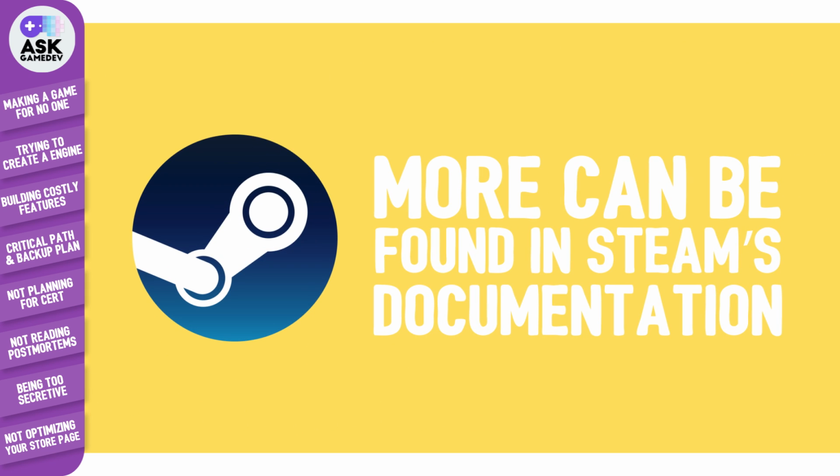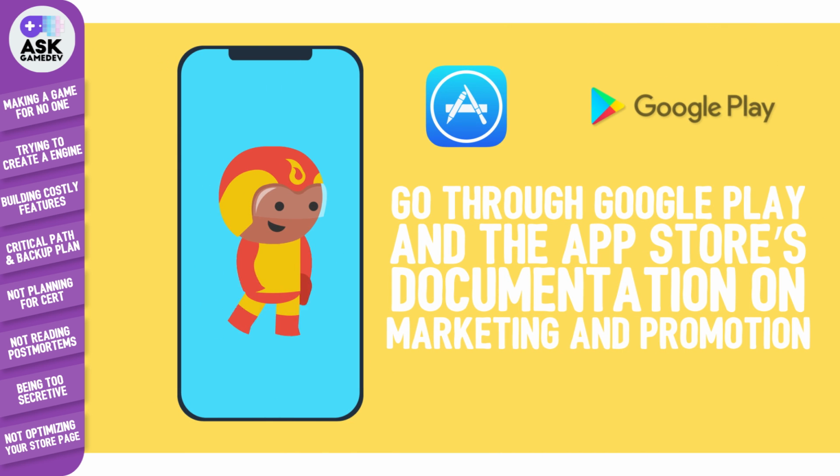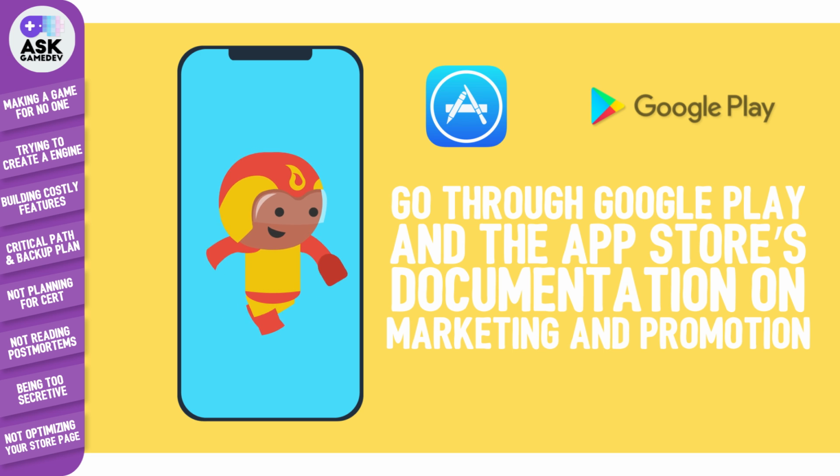A lot of these recommendations came from postmortems from other devs, and others can be found in Steam's documentation. For more details on each one, check out the video. If you're developing on mobile, do the same and read postmortems from other mobile devs and go through Google Play and the App Store's documentation on marketing and promotion. We'll have links to each in the description.